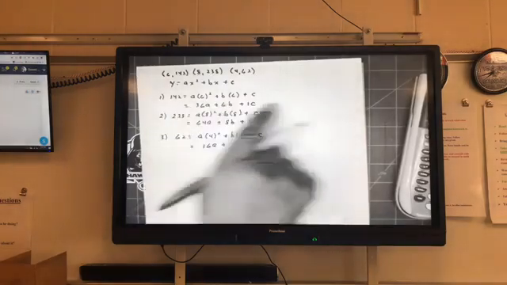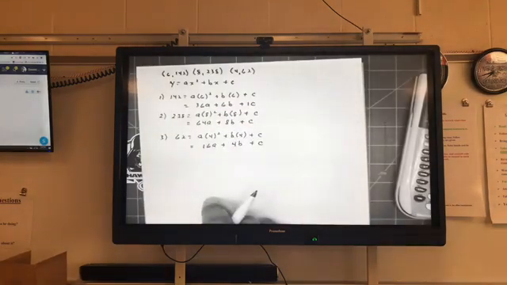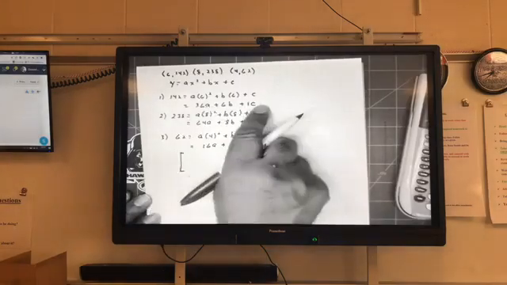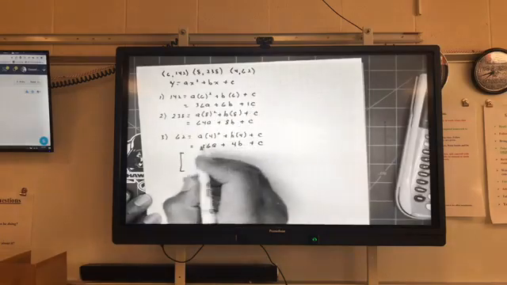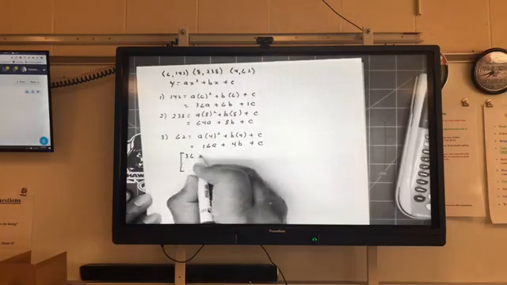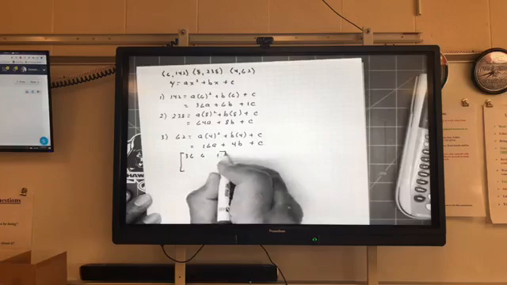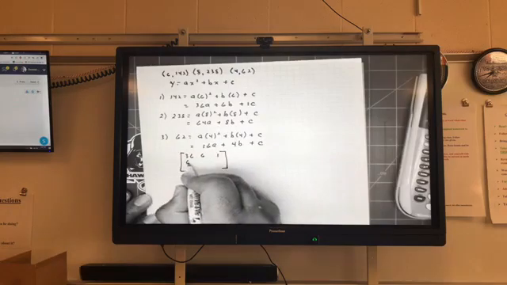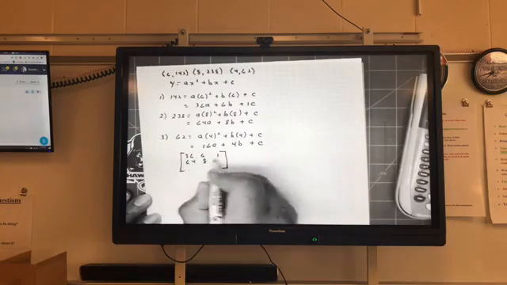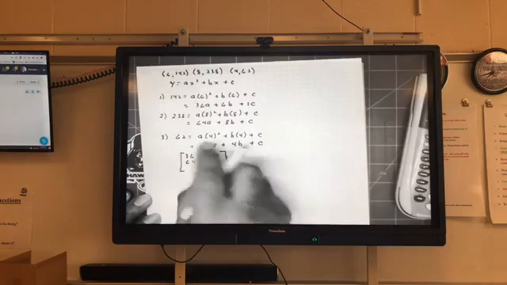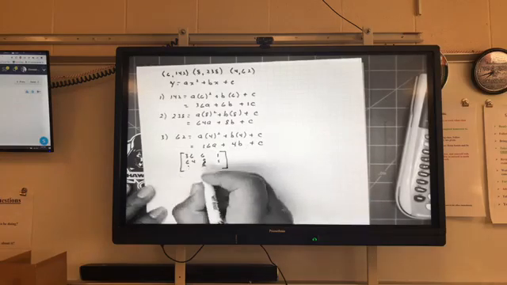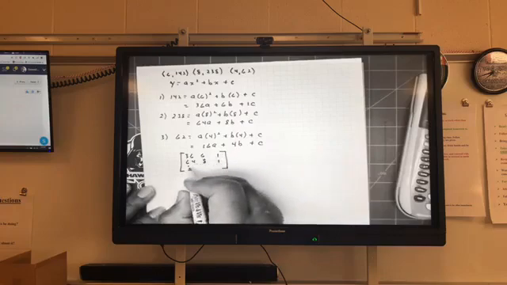Now, we've got 3 equations and 3 variables, so we have a 3 by 3 matrix. The first equation is the first row, but you only want the coefficients: 36, 6, and 1. Second row is the second equation: 64, 8, and 1. In the third row is the third equation: 16, 4, and 1.